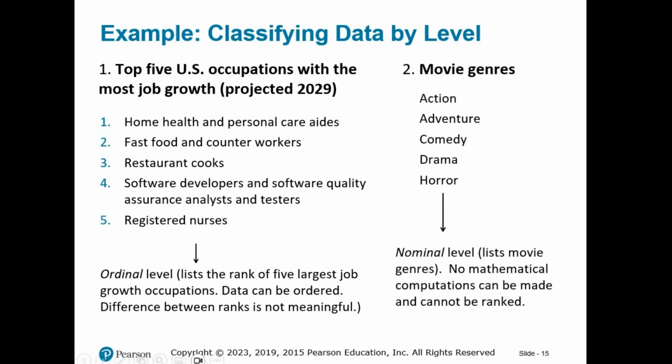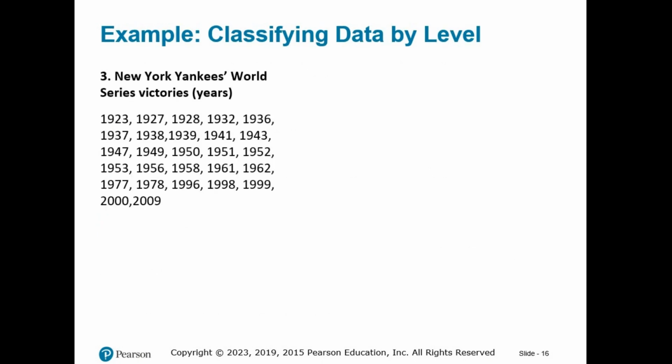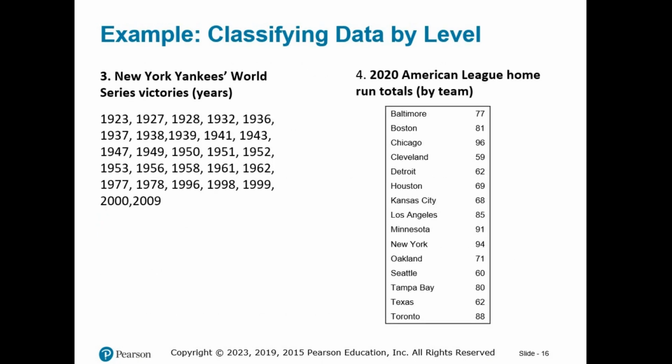Now the second data set is at the nominal level. No mathematical computations can be made, and the listing cannot be ranked. Let's look at another few sets. Pause the video and label these two data sets at the appropriate level of measurement: nominal, ordinal, interval, or ratio.